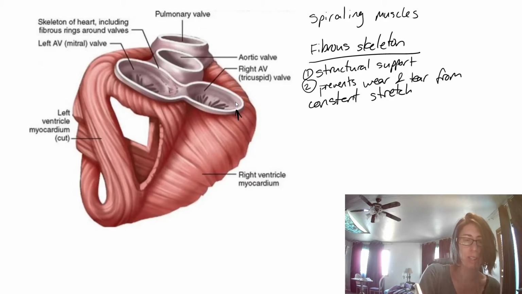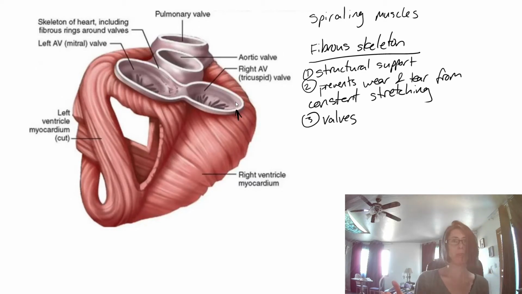You could think of this kind of like structural support, right? It creates valves. So there are valves that we'll talk about that control the direction of blood flow. They're like little gates or doors, and those are part of the fibroskeleton. The fibroskeleton also provides something for the cardiac muscles to pull against so that they can more effectively contract to squeeze out blood.